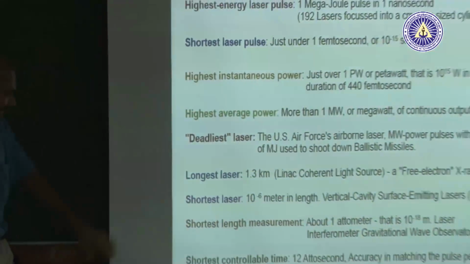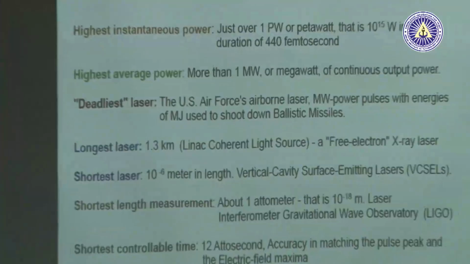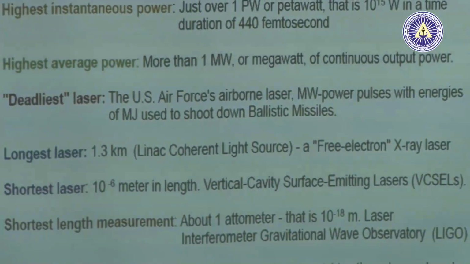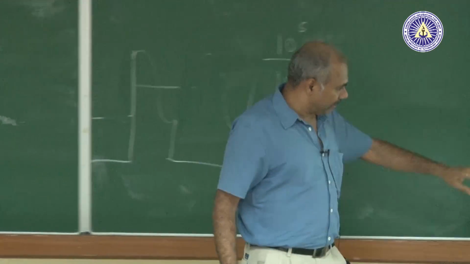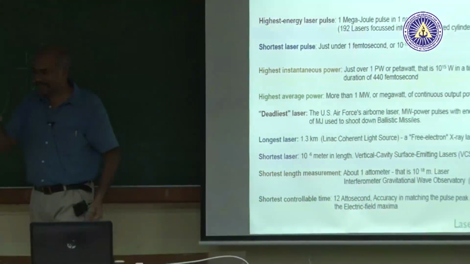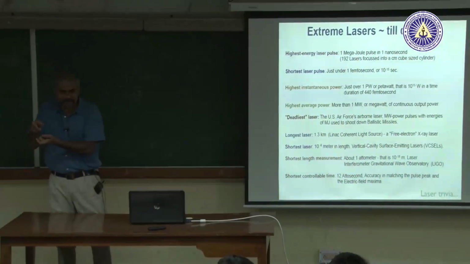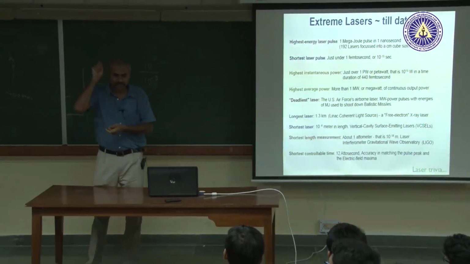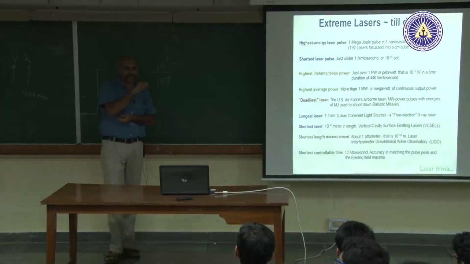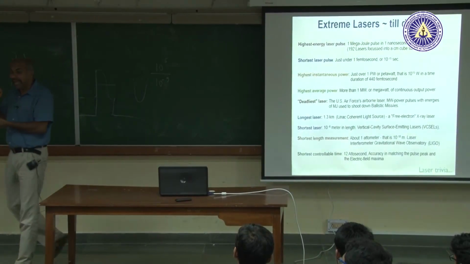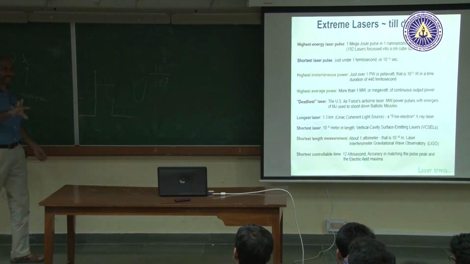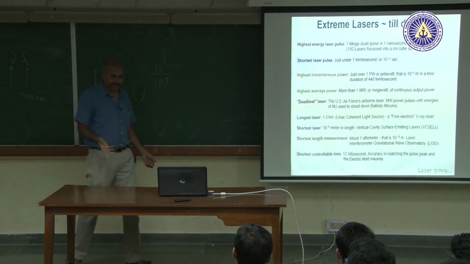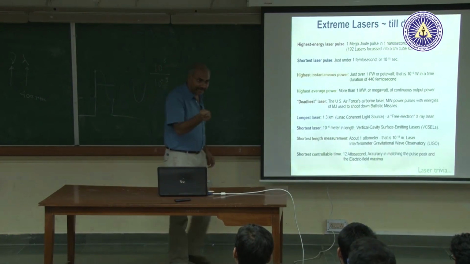Okay, so the longest laser is about 1.3 kilometers long. This is actually a free electron laser. What you have is basically electrons which are wiggling around. You know that if there are charged particles and if they accelerate, they radiate. A simple charged particle just sitting there doesn't radiate. If you accelerate it, then it radiates.